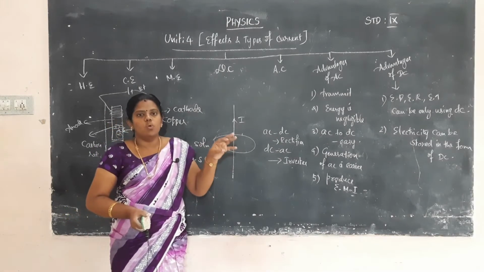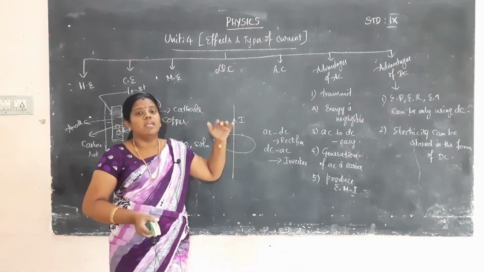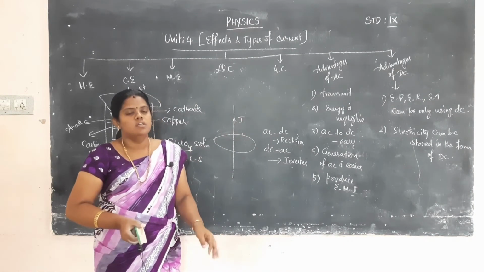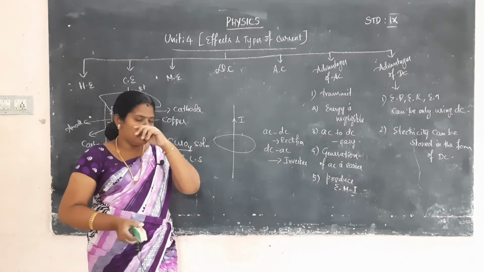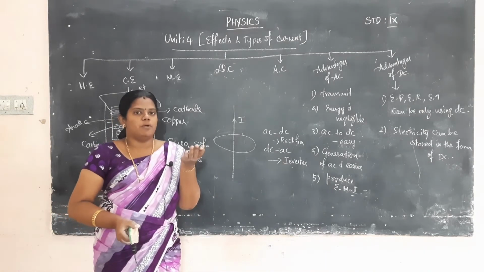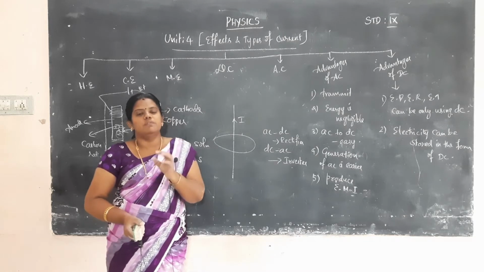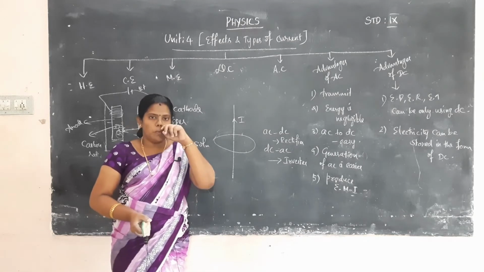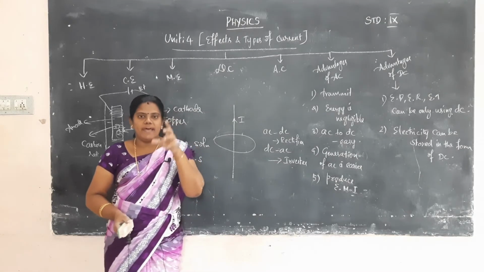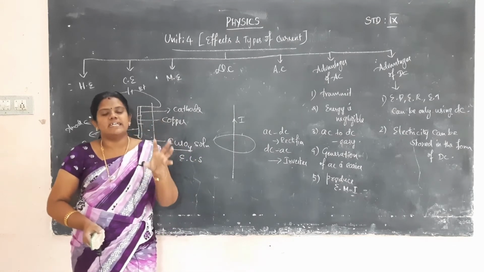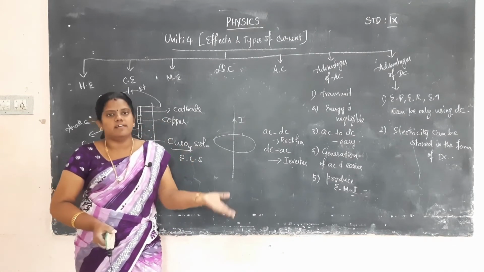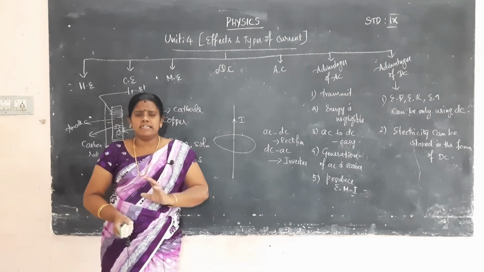So positive voltage always flows from higher potential to lower potential. Negative voltage flows from lower potential to higher potential. A battery is used to balance the potential difference between two terminals, two points in the conductor. So a battery stores electrical energy and gives direct current, not alternating current.